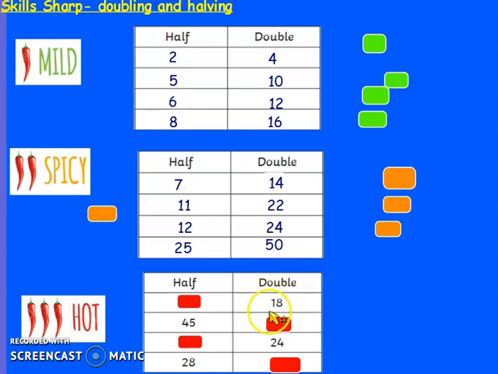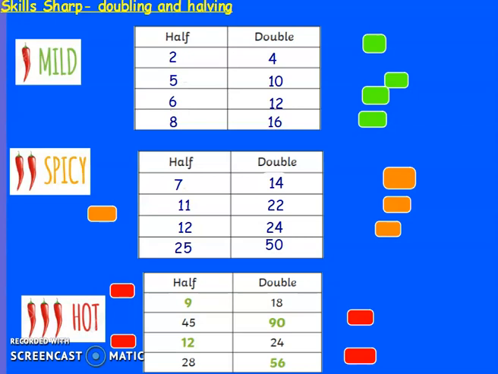Let's see. Half of 18 is 9. Double 45 is 90. Half of 24 is 12. And double 28 is 56. Well done, Year 4. What a great start to today's maths lesson.